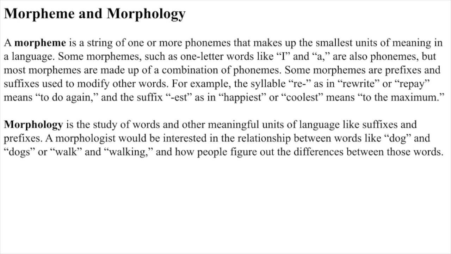Morpheme and morphology. A morpheme is a string of one or more phonemes that makes up the smallest unit of meaning in a language. Some morphemes, such as one-letter words like I and a, are also phonemes, but most morphemes are made up of a combination of phonemes. Some morphemes are prefixes and suffixes used to modify other words. For example, the syllable re, as in rewrite or repay, means to do again, and the suffix est, as in happiest or coolest, means to the maximum.